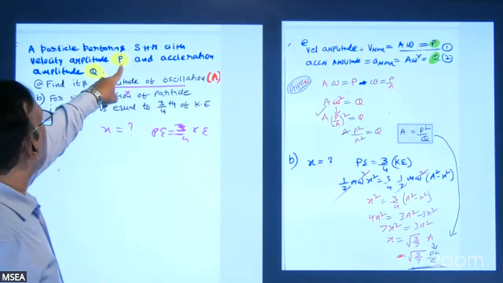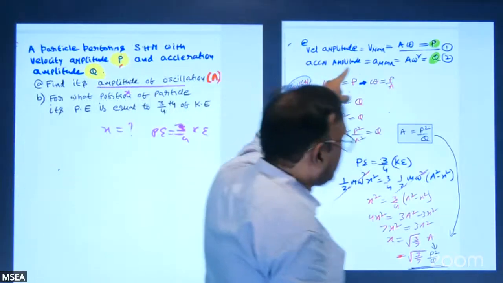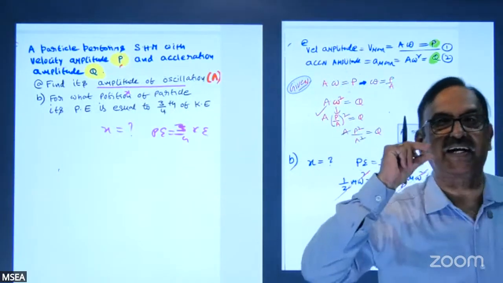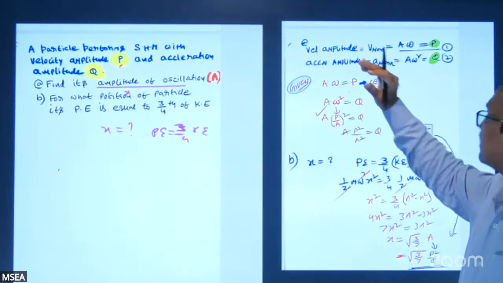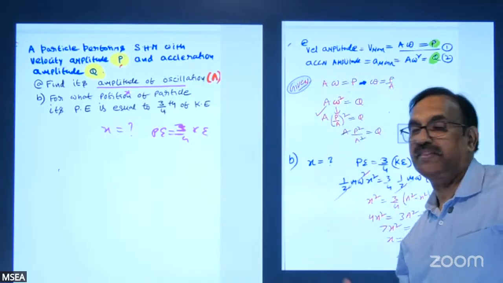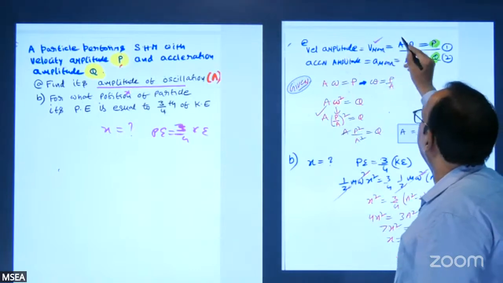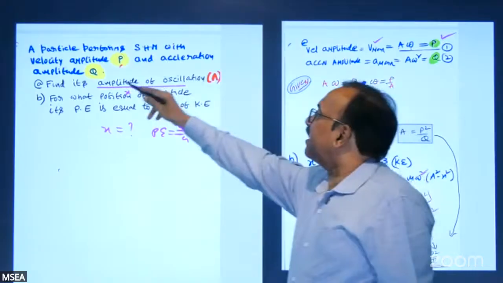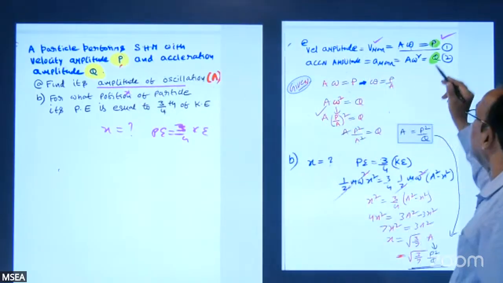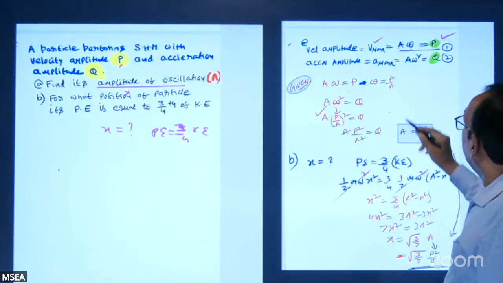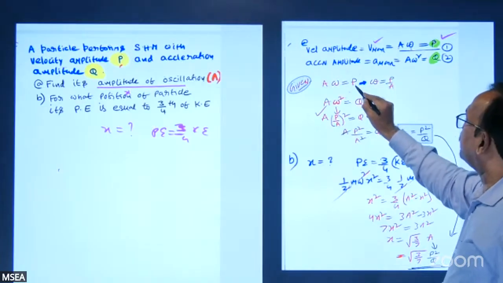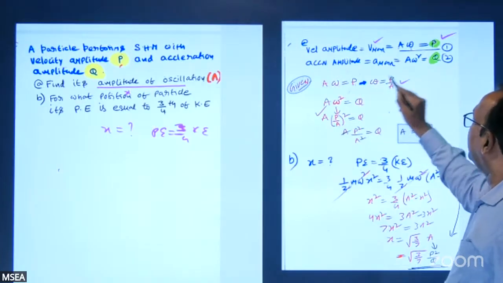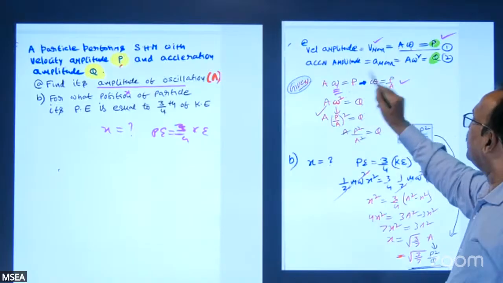For a particle performing SHM, the velocity amplitude is P. Intentionally, the starting data is given in a slightly different way. Velocity amplitude means maximum velocity, that is A omega, given as P. Acceleration amplitude means A omega square, given as Q. So A omega is P, and from that, omega is P by A.